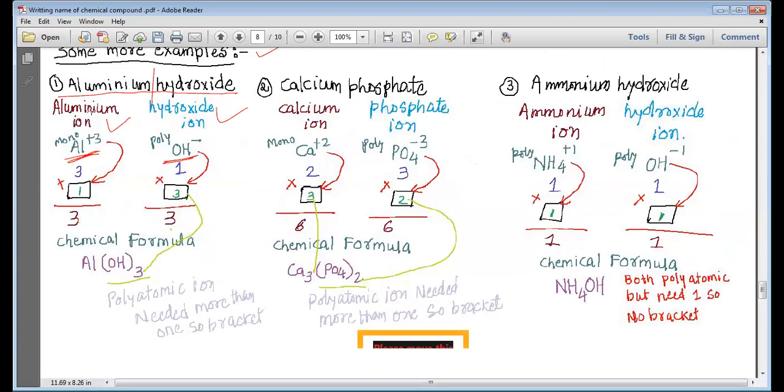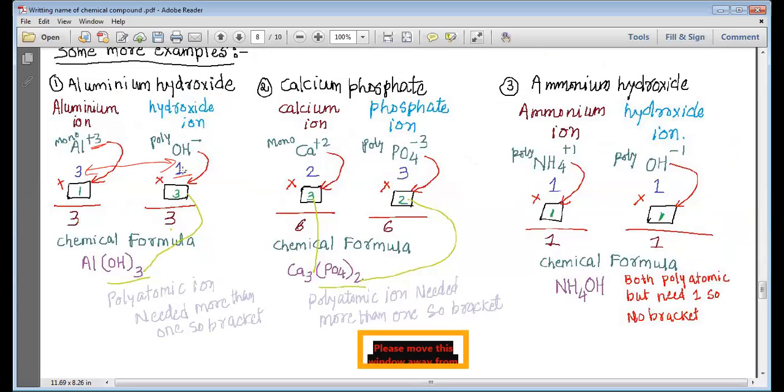So you can see here that for aluminum ion we have written Al plus 3 and for hydroxide ion we have written OH minus 1. You can see aluminum ion is a monoatomic ion, whereas hydroxide ion is a polyatomic ion. Now, my dear students, we write the charges of these ions. So as aluminum ion has got plus 3 charge, we write 3 here. Hydroxide ion has got minus 1 charge, here we write 1.